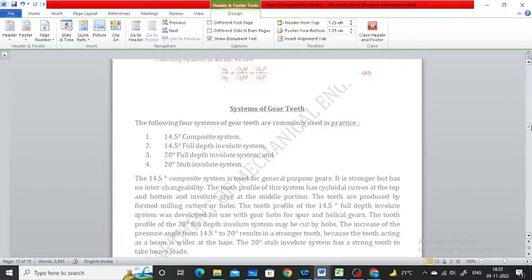The tooth profile of the 14.5 degree full depth involute system was developed for use with gear hobs for spur and helical gears. The tooth profile of the 20 degree full depth involute system may be cut by hobs. The increase of the pressure angle from 14.5 to 20 degrees results in a stronger tooth because the tooth, acting as a beam, is wider at the base. The 20 degree stub involute has a strong tooth to take heavy loads. Okay, that is all about the systems of gear teeth.